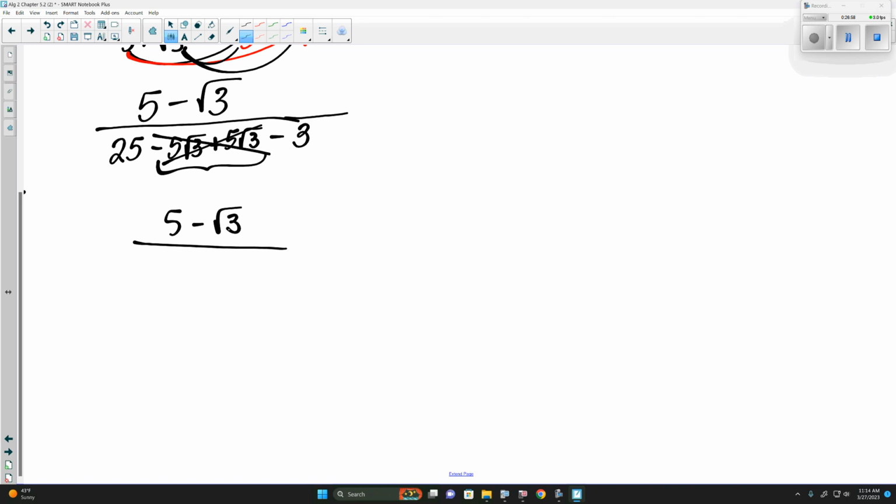Now we can combine like terms. There's no like terms to combine on top. But on bottom, 25 minus 3 is?